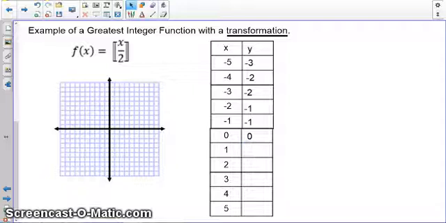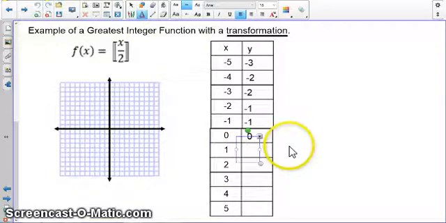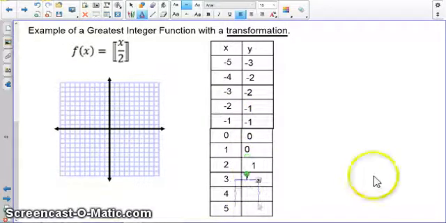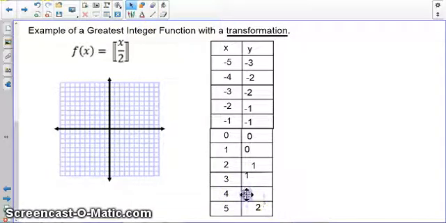Okay. For 1, divided by 2 is 1/2, round that down, you get 0 again. 2 divided by 2 is 1, round it down, it stays at 1. 3 goes to 1.5, round it down, you get 1 again. 4 divided by 2 is 2, round it down, it stays at 2. 5 divided by 2 is 2.5, round it down, it goes to 2. And there you go. So start plotting these points, and I'm going to do it real fast.